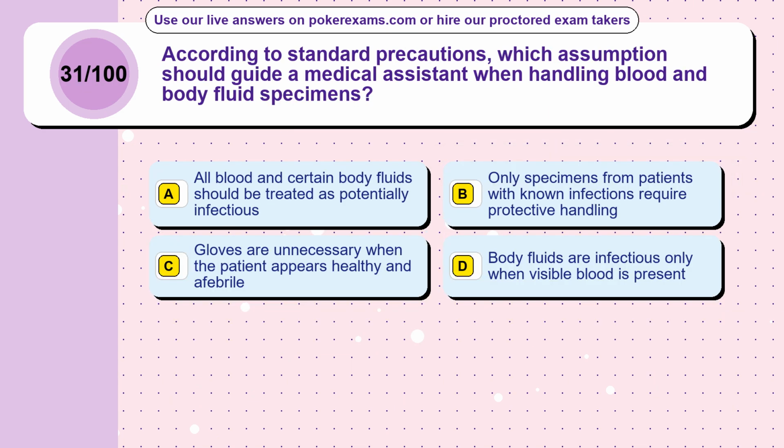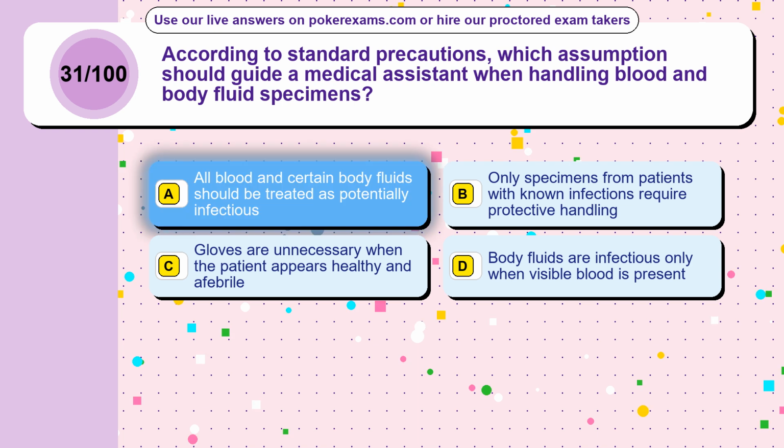Question 31. According to standard precautions, which assumption should guide a medical assistant when handling blood and body fluid specimens? Option A. All blood and certain body fluids should be treated as potentially infectious. Option B. Only specimens from patients with known infections require protective handling. Option C. Gloves are unnecessary when the patient appears healthy and afebrile. Option D. Body fluids are infectious only when visible blood is present. The correct answer is option A.